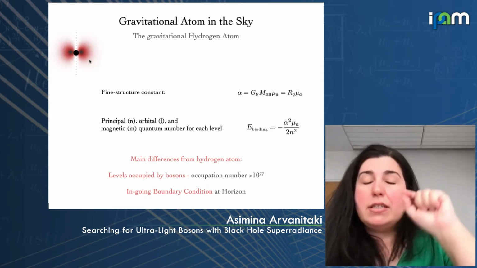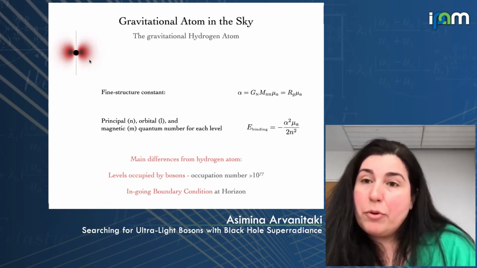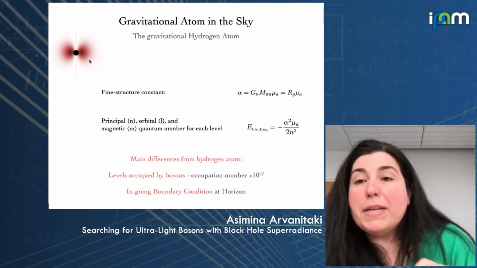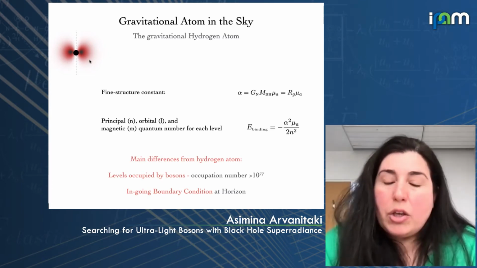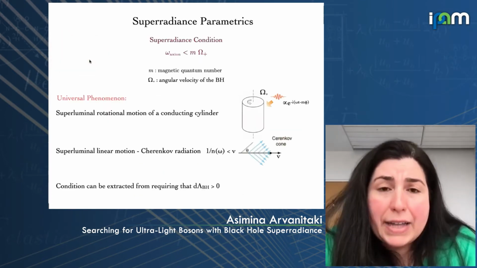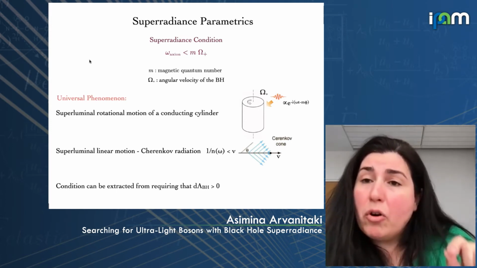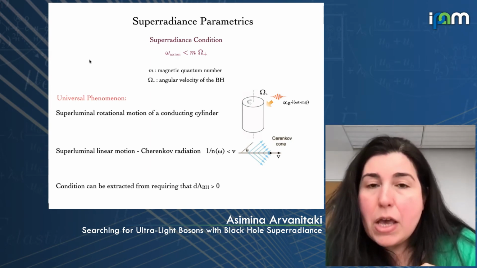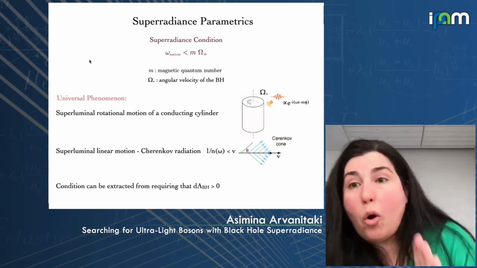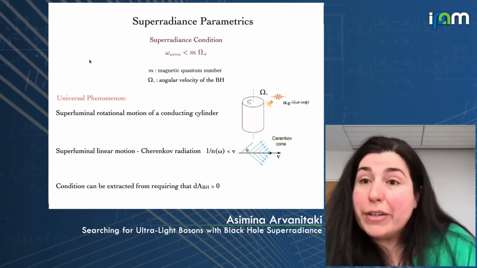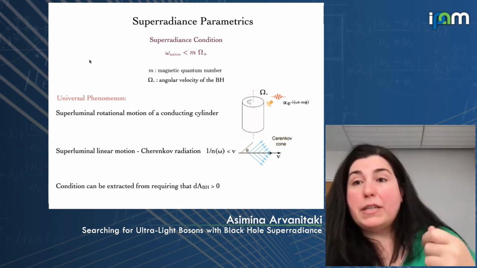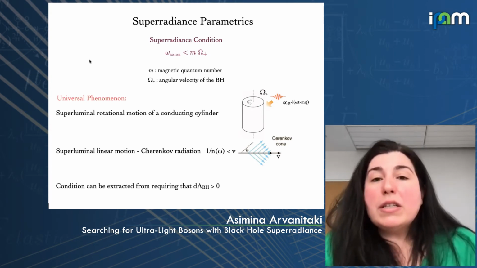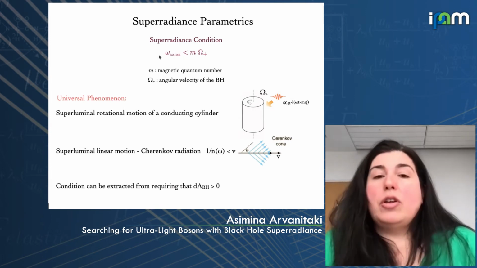So this changes what was supposed to be a Hermitian problem in the case of the hydrogen atom to a non-Hermitian problem. That means that when you solve for the eigenvalues, you will see that these eigenvalues have a small imaginary number. And this is the rate of the instability. So not all levels have an imaginary number that can grow. In order for these levels to be unstable to growth, you need to satisfy the superradiance condition.